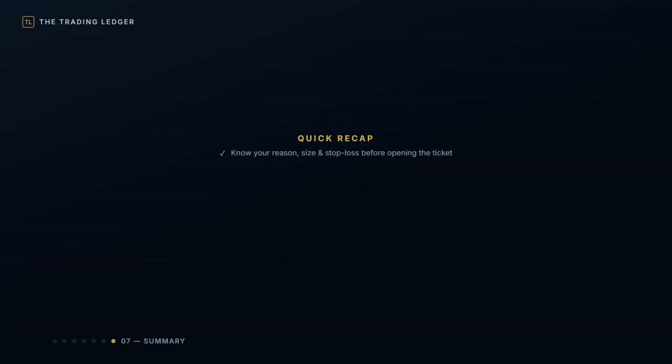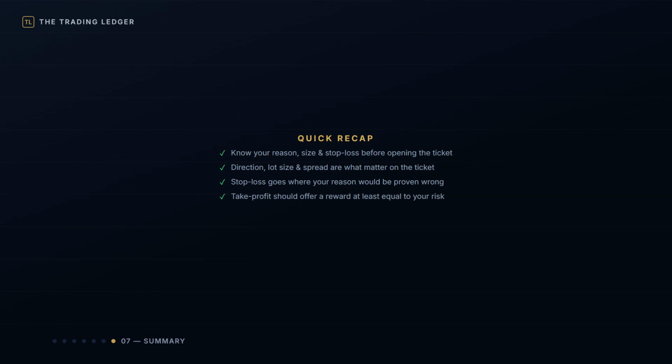Let's lock this in. Know your reason, size, and stop loss before opening the ticket. Direction, lot size, and spread are what matter on the trade ticket. Stop loss goes where your reason for the trade would be proven wrong. Take profit should offer a reward at least equal to your risk. Market orders fill now, pending orders wait for a price. Floating profit and loss moves constantly. Trust your original plan.